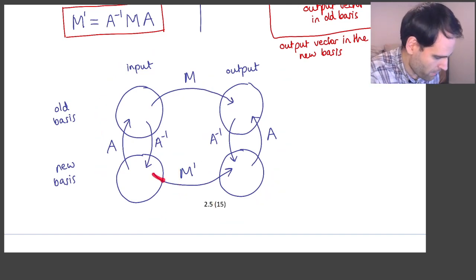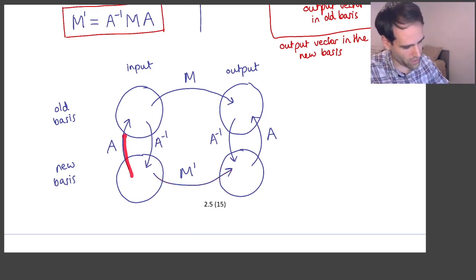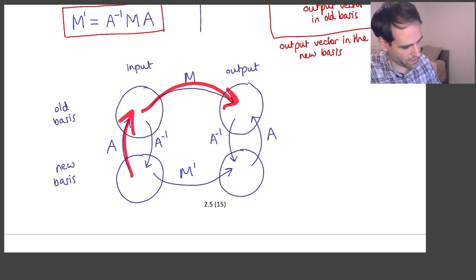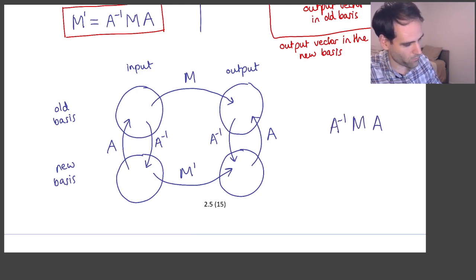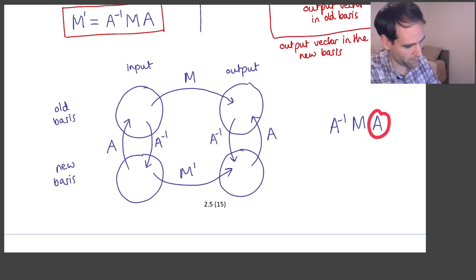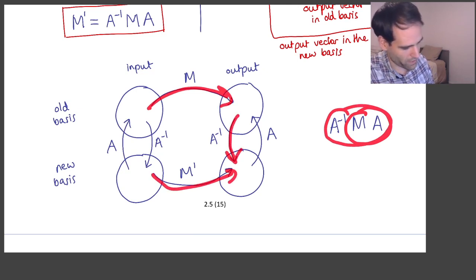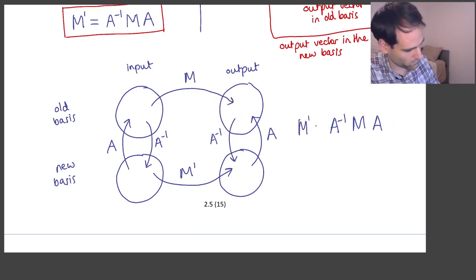So now M prime: you can either go directly like this, or you can say, okay, I first do A, then I do M, and then I do A to the minus 1. I'm writing it from right to left because that's the order in which matrices are written when you apply consecutive transformations. So first you do A, you move here, then you do M because you do this, and then you do A to the minus 1 because you do this. And this is equal to M prime. So once again, the same equation is proven.